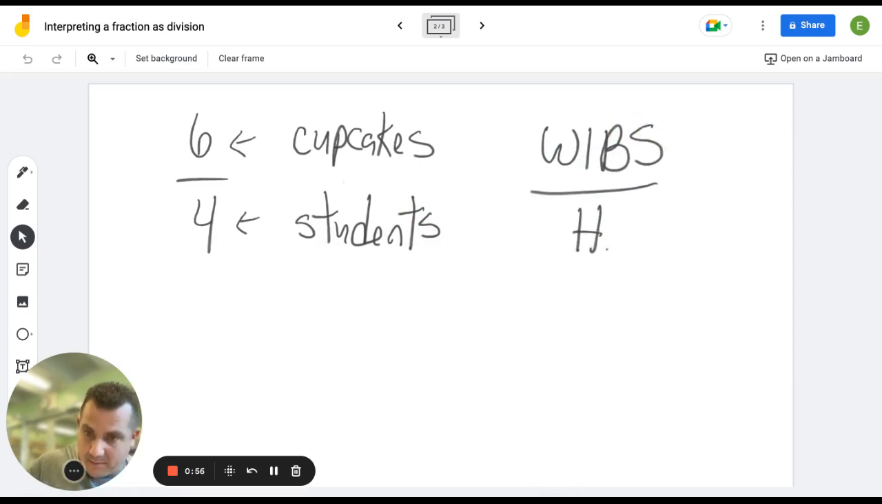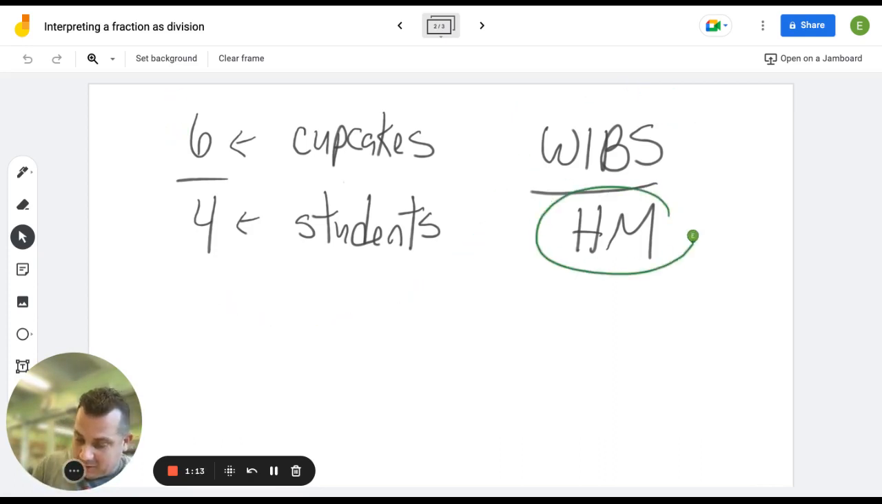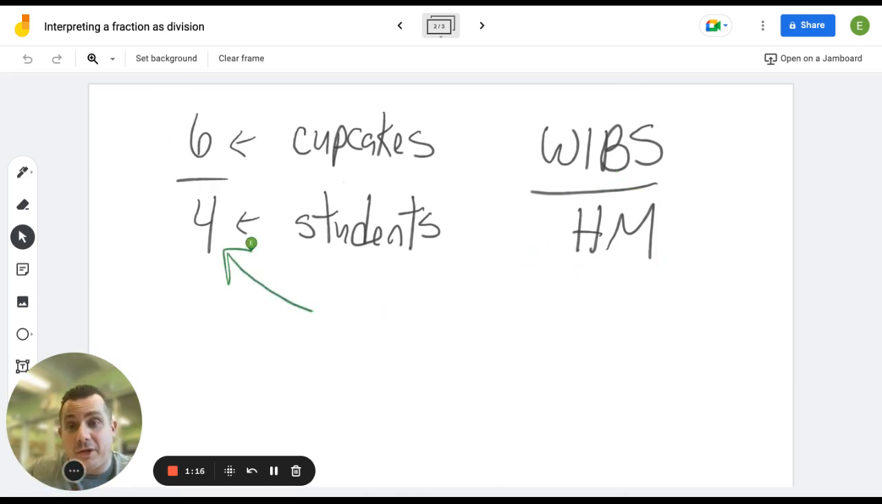by whom? What is being shared by how many? So when we have WIBS by whom, it's what is being shared. So what is being shared here? These 6 cupcakes. And by how many students? By 4 students. So we're doing 6 divided by 4. So really, this problem is 6 divided by 4. And what is 6 divided by 4?